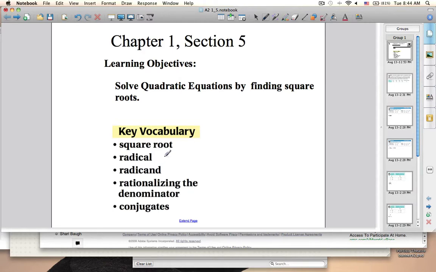Radical, so it's one means of writing a square root as a type of notation. Radicand is a part of a radical. Rationalizing the denominator: we're not allowed to have irrational numbers in the denominators of a fraction. So if that occurs as we're taking square roots, we need to rationalize the denominator before we're done. And conjugates. I talked about conjugates in our section on the difference of two squares, the special pattern, and we're going to bring them back today, and they're a method of rationalizing certain types of denominators.